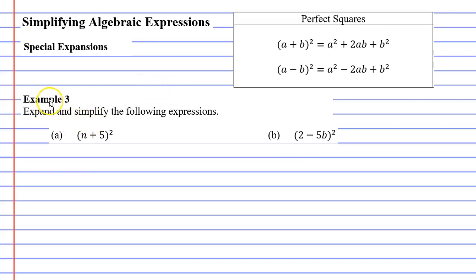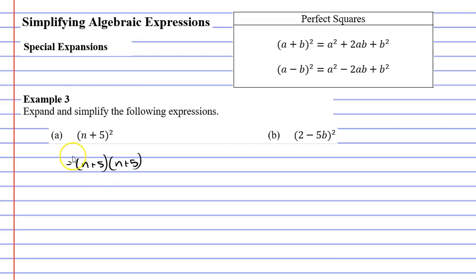So we'll start with example 3a, and we're expanding n plus 5 squared. Now I've got two formulas here, and I'll talk about them later, but first I'd like to expand it the way I taught you in the previous video. First of all, I'm going to write this twice, as n plus 5 twice. If you want to make sure that you expand it correctly, this is probably the best way. This way you won't get too mixed up.